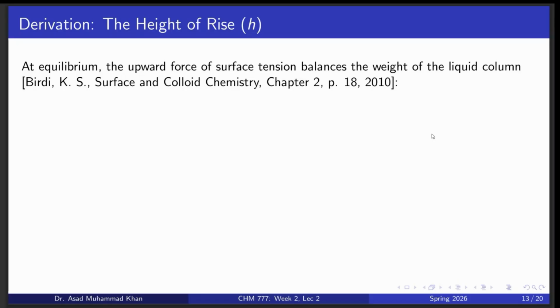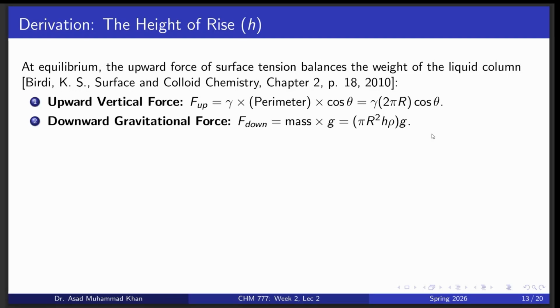At equilibrium, the upward force of surface tension balances the weight of the liquid column. The upward vertical force will be equal to this surface tension multiplied by the perimeter multiplied by cos theta, equals gamma into 2 pi r, which is the perimeter, into cos theta. The downward gravitational force will be given by mass into g equals to pi r square h into rho into g. तो ये तो आपको पता है, this will be for water, this will be for the mercury. क्योंकि water will be sucked up and mercury will be coming down.